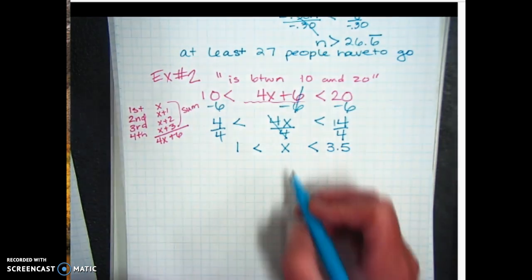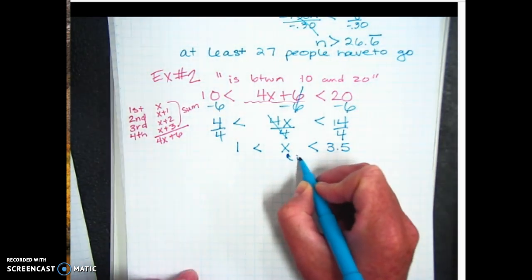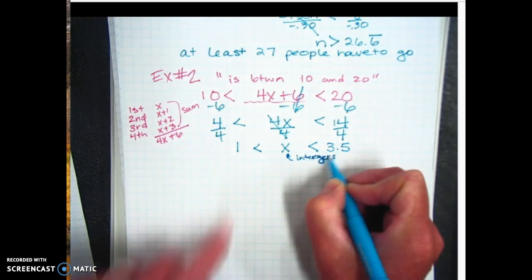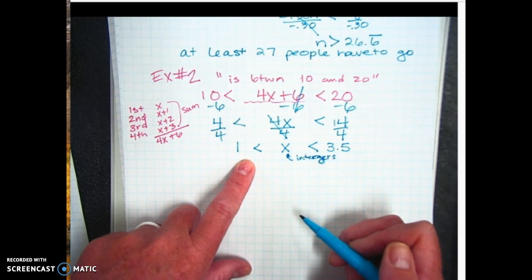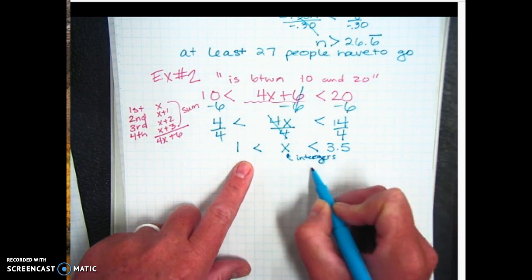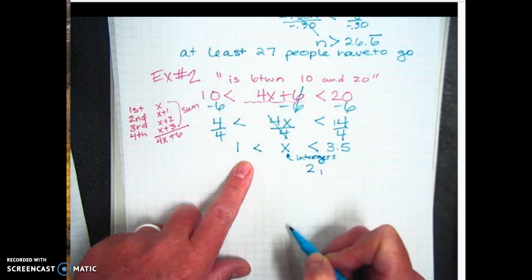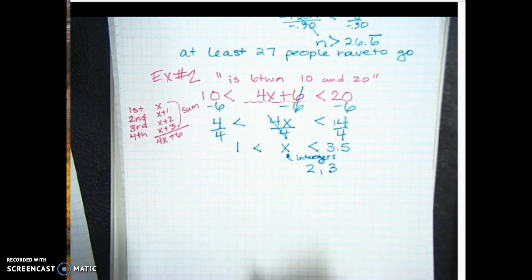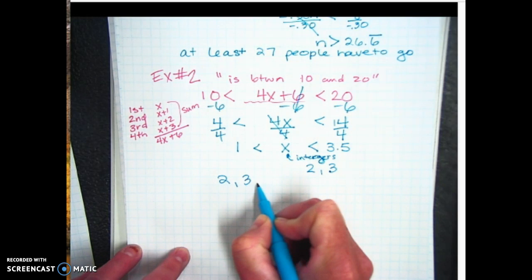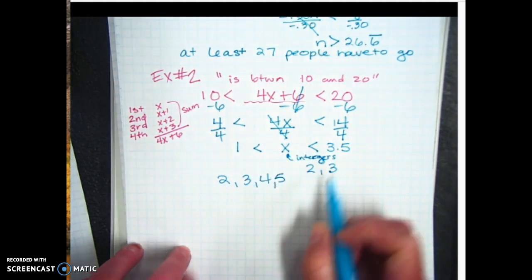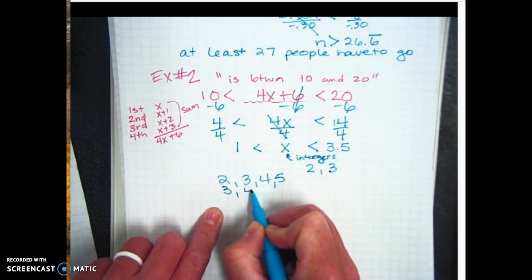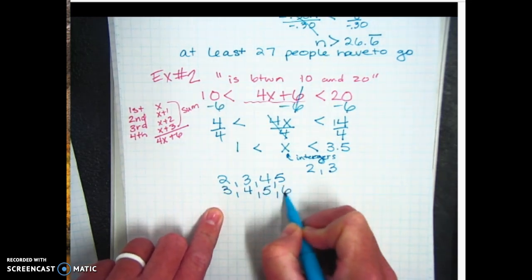Okay. So we need the integers that are going to fit in between 1 and 3.5. 2 will go in there. What other number? 3. Okay? So we need the 4 consecutive integers starting with 2. So that would be 2, 3, 4, and 5. And then we need the 4 consecutive integers starting with 3. So that would be 3, 4, 5, and 6.